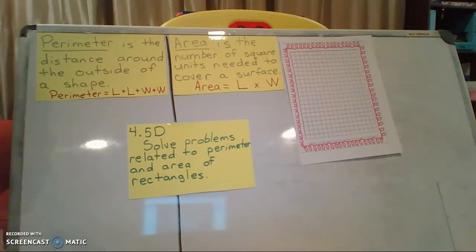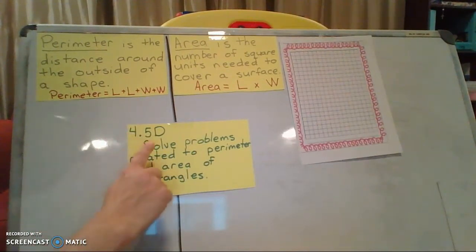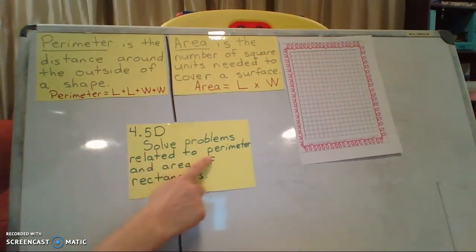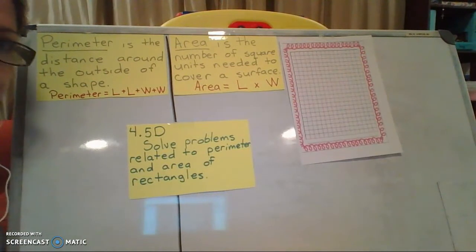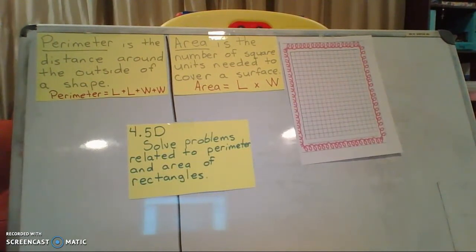Hello and welcome to the fourth grade lesson on area and perimeter. Today we're going to be looking at 4.5D, which means that we're going to solve problems related to perimeter and area of rectangles. So this means that as fourth graders, we have to know to look for what makes area and what makes perimeter. And that's what we're going to be talking about today.